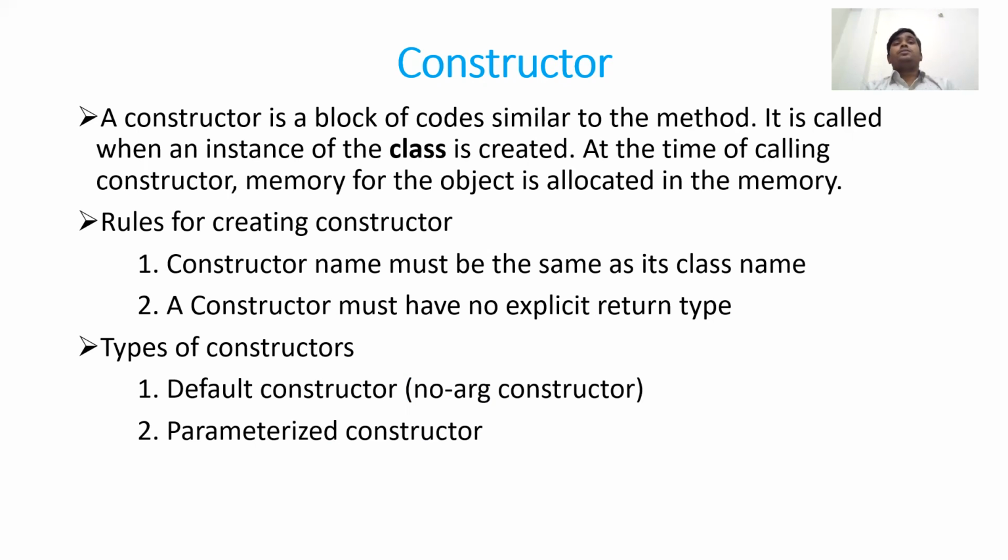Rules for creating constructor. Constructor name must be the same as its class name. That means if we create any class like student, car, the constructor name must be student and car. A constructor must have no explicit return type. Types of constructor. There are two types of constructor. They are default constructor and parameterized constructor. In default constructor, no argument needs to be assigned. In parameterized constructor, parameters need to be assigned.